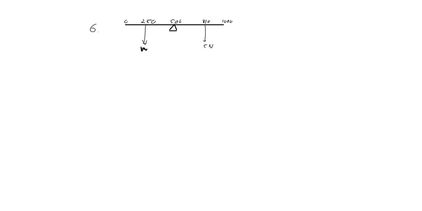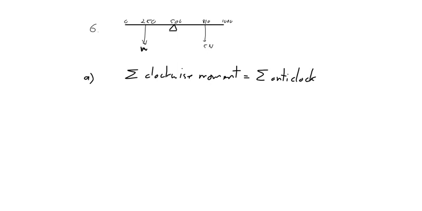Now, how do we deal with it to calculate this? This is the basic principle of moments that you also did last year. For A1, I need you to calculate the unknown weight. I need you to state the theory. The theory is the sum of the clockwise moments is equal to the sum of the anti-clockwise moments.